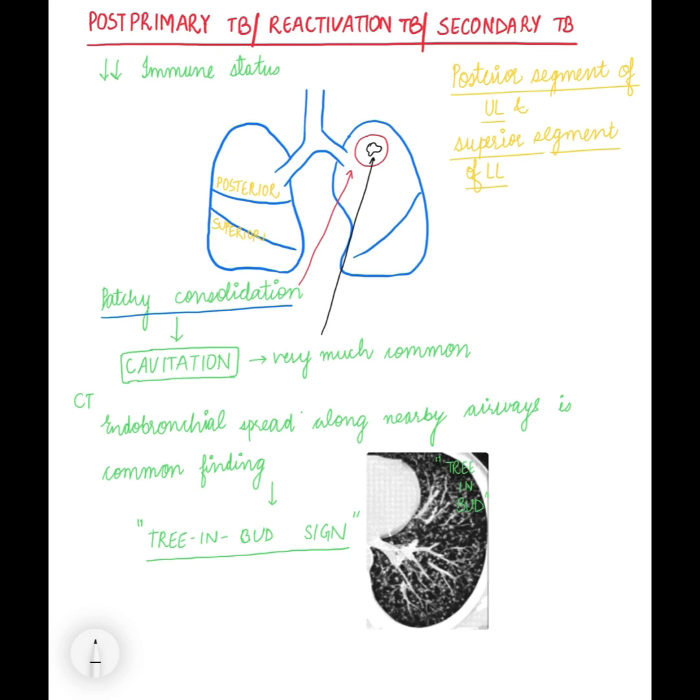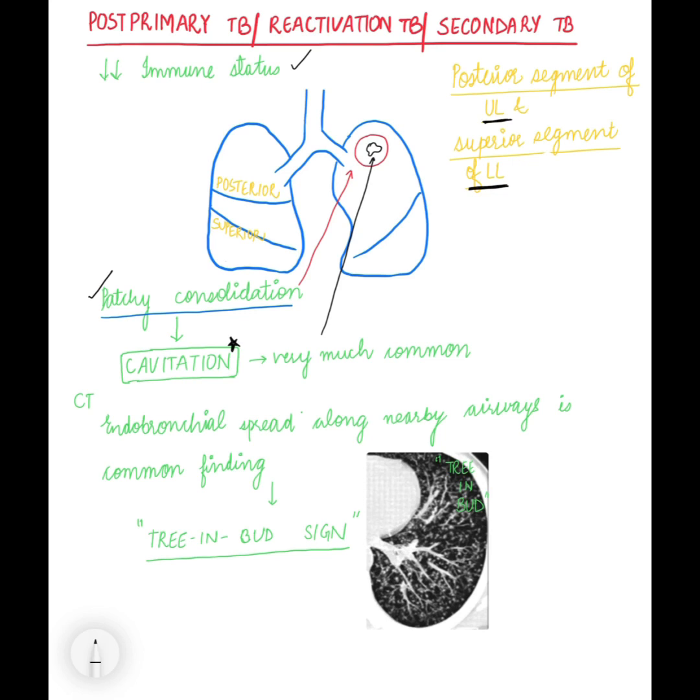Second is post-primary pulmonary tuberculosis, also known as reactivation tuberculosis or secondary tuberculosis. It occurs years later, frequently in the setting of decreased immune status. What are the most common sites? The posterior segment of the upper lobes and the superior segment of the lower lobes. The typical appearance is patchy consolidation, and very important in secondary tuberculosis, cavitations are very common.